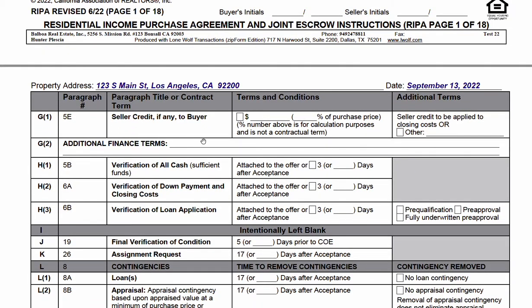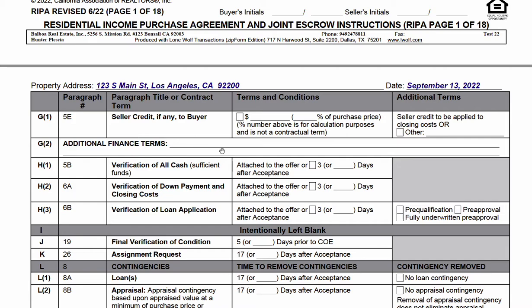Is the seller going to credit the buyer any money? That's where you'll indicate so. And it should be less than the amount of closing costs, because if the seller credits more than what the buyer's closing costs are, that money gets lost. It's not like the difference is refunded to the buyer at closing in the form of a check or something. That money is not used. So you want to be very careful there.